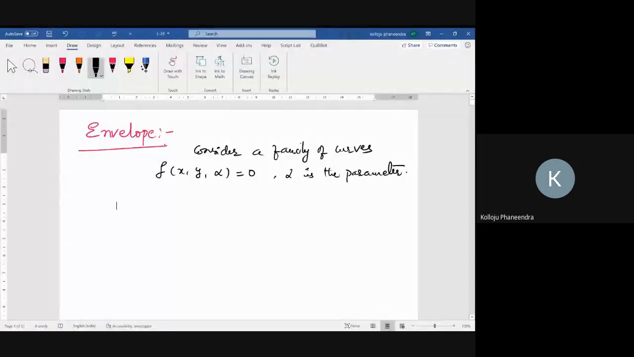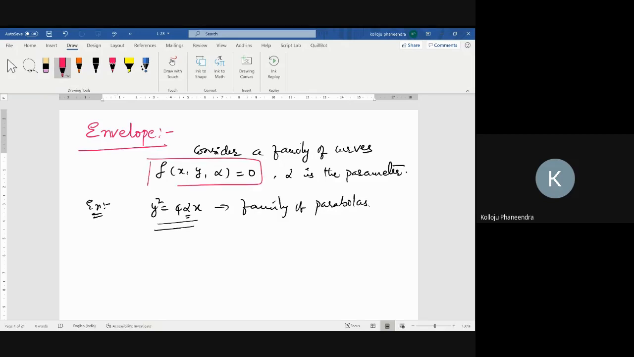Alpha is the parameter, what does that mean? For example, if I consider y square equal to 4 alpha x, it is a parabola actually, but it is called a family of parabolas. When alpha takes a different value, you will get a different parabola. You will get a parabola corresponding to each alpha. So this is called a family of parabolas. That is why the general expression for a family of curves is f of x comma y comma alpha.